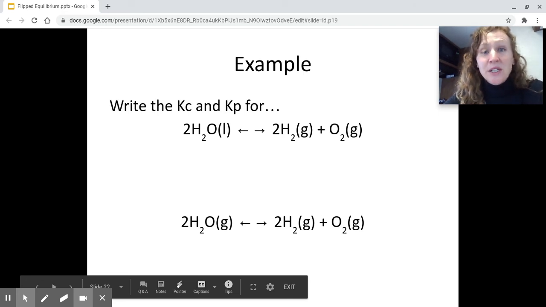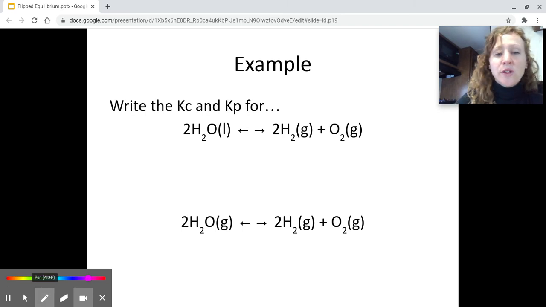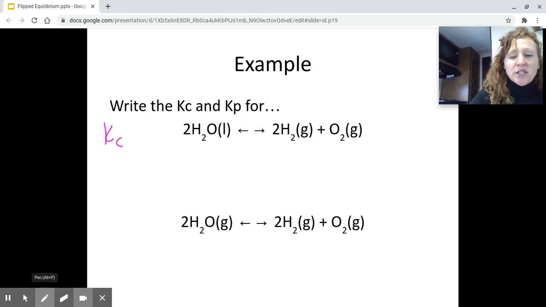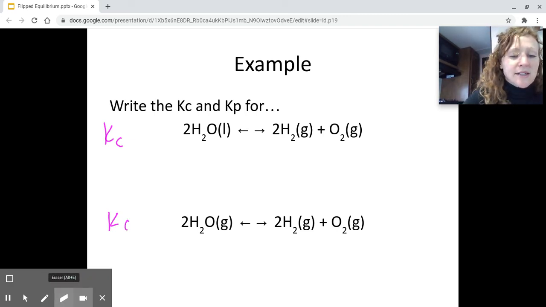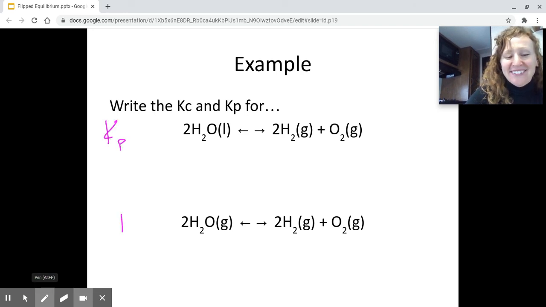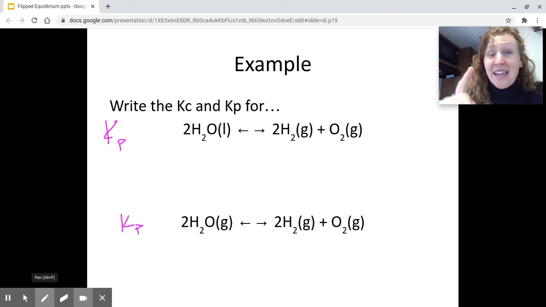Okay, for example, let's write the K equation for these. On the first one, let's write K in terms of concentration. On the second one, let's write K in terms, I guess we're repeating it. Let's just do both of them. Well, since we're dealing with gases, I guess we'll do K in terms of pressure. Okay, write the Kp for both of these, please. Now would be a good time to pause it and see if you can beat me there.